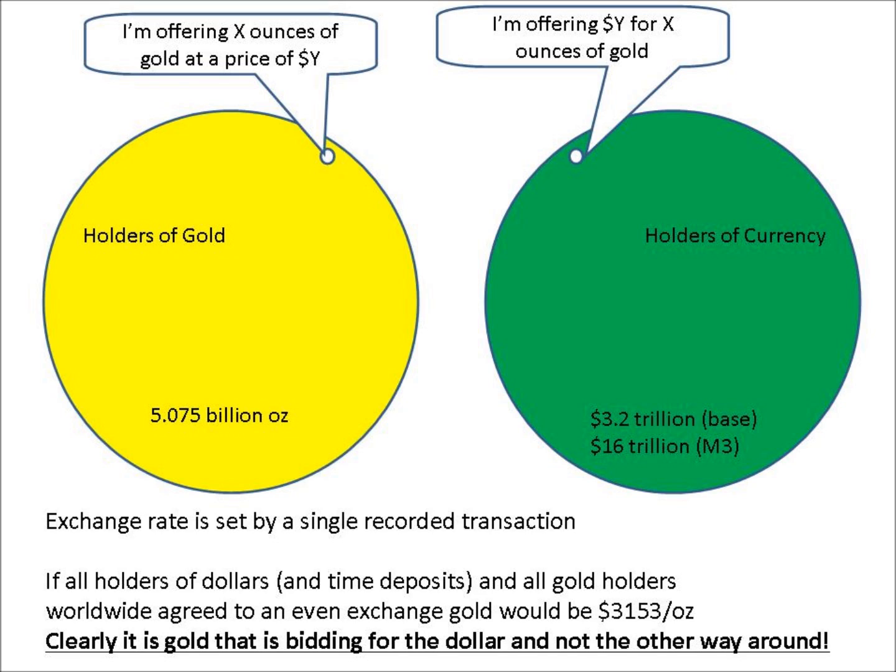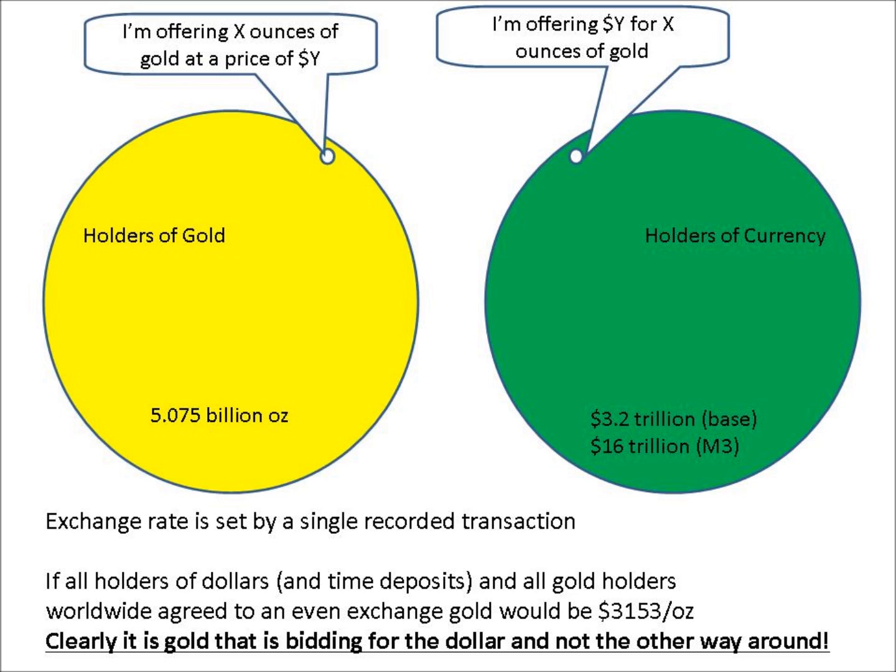Now, let's consider what might happen if all of the gold holders as a group and all of the dollar holders as a group agreed all at once to do a single exchange of all of the gold for all of the dollars, even for even. What would happen? Well, a single very large transaction would be recorded at over $3,000 per ounce. You can verify this yourself, just do the math. Today's exchange rate is $1,400 per ounce. This is evidence that on the margin, gold is bidding a very high value of dollars, and it is not the dollars that are bidding for gold.